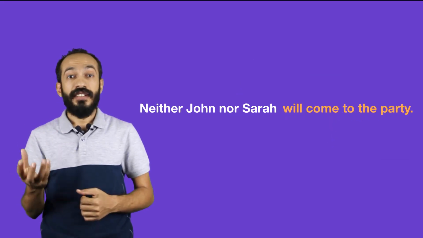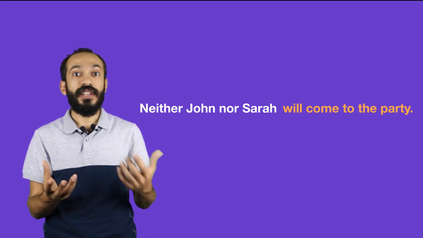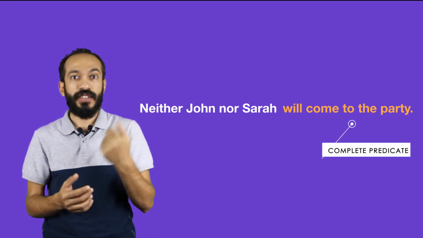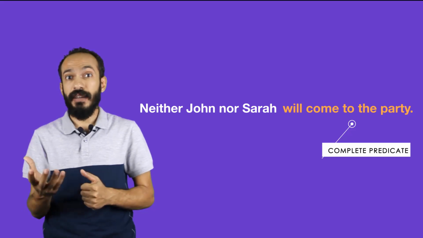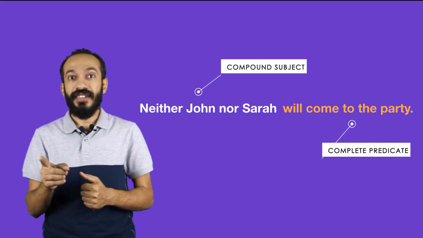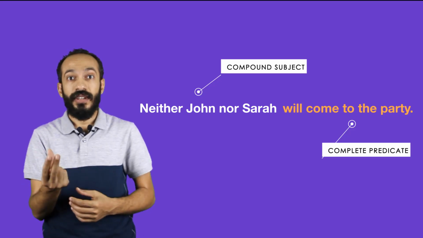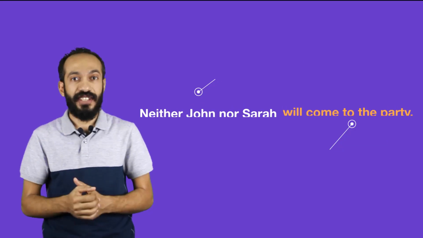Neither John nor Sarah will come to the party. Will come to the party, it's the action of coming. One action only, so it's not a compound predicate, but the subject, neither John nor Sarah. John and Sarah connected with nor, which is a coordinating conjunction.